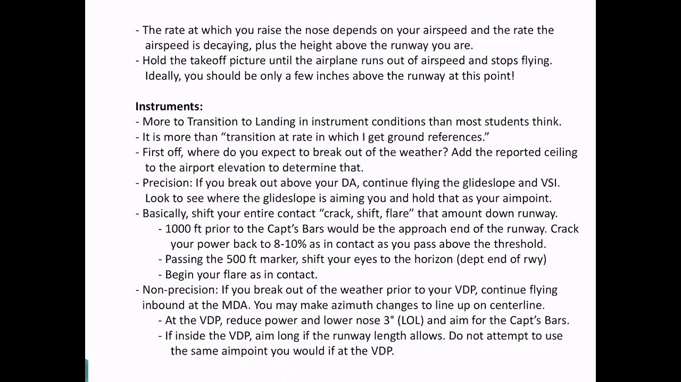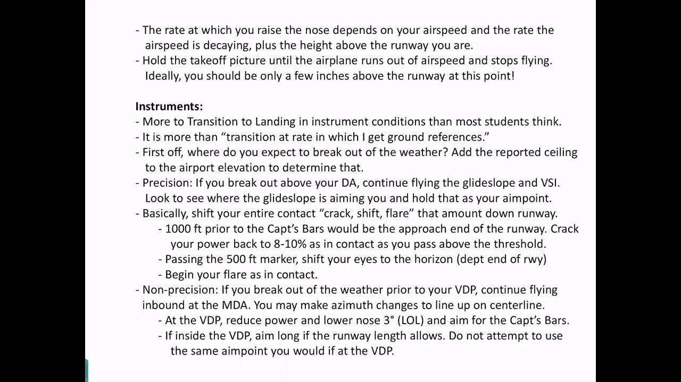Remember, we don't want to duck under. We don't want big, steep, hefty descent gradients. As long as my runway is long enough, and you should already know that by the time you get there, then I will look out, pick something on the runway that looks like it might be a good 3-degree glide path, and I'll use that for my aim point. If I can't do that because the runway is too short, then it's time for a go-around / missed approach.